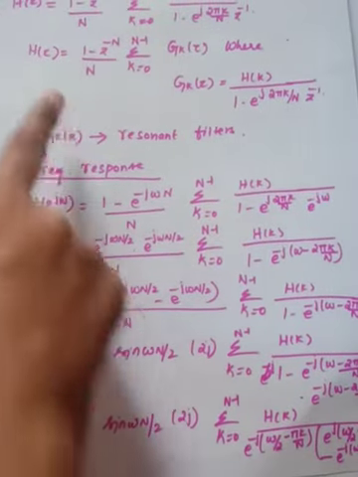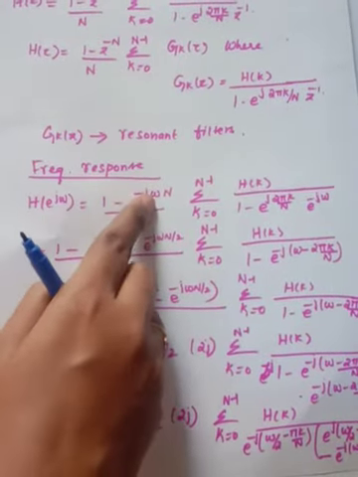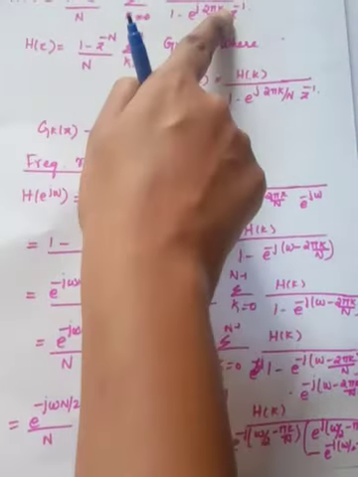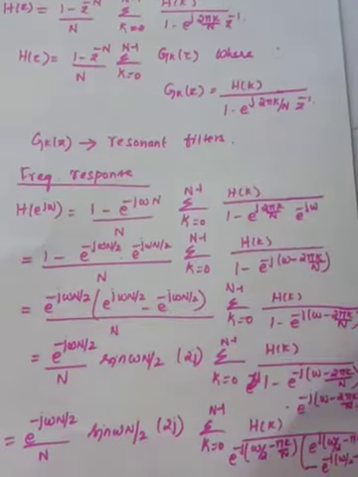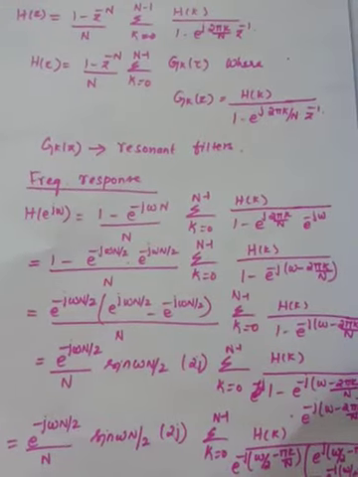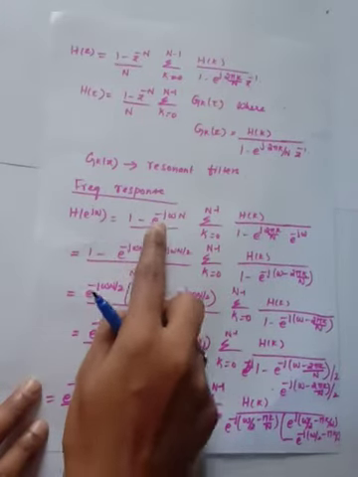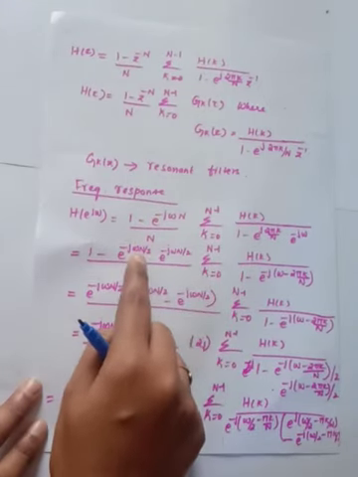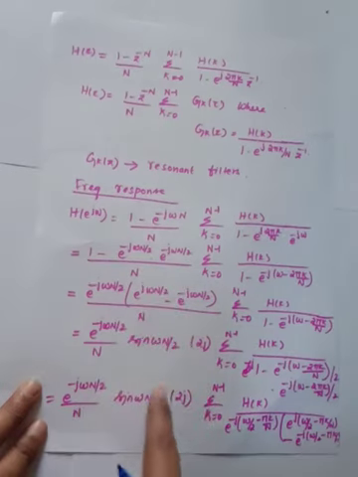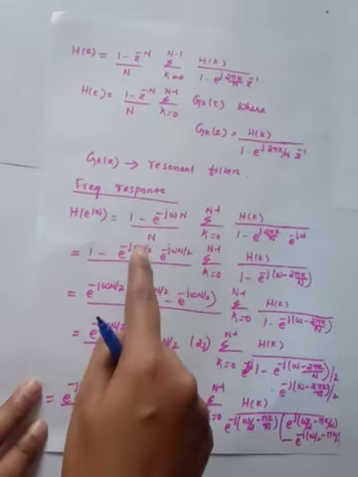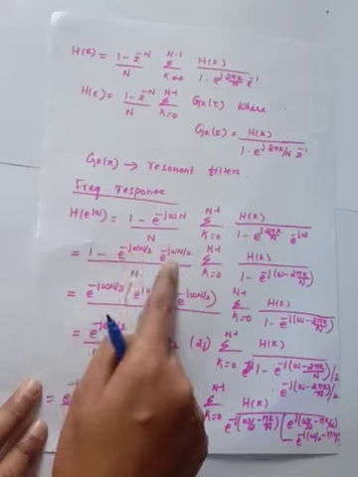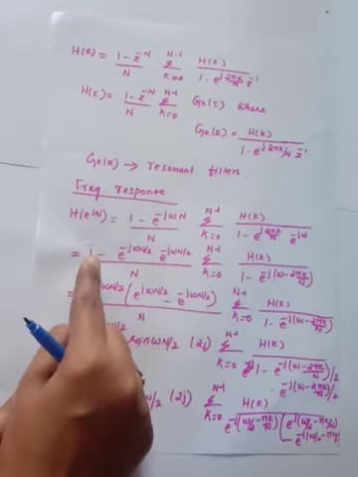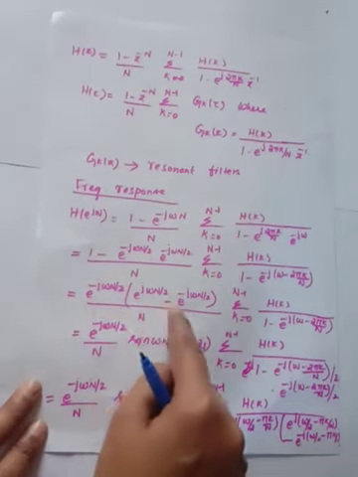So what I will get here: I am having z, so e power minus j omega N, divided by N. Here I am having z inverse, so e power minus j omega. Now after substituting z equal to e power j omega, I am splitting this into N by 2 and N by 2, so that I can represent this in sine form. After dividing by 2 and taking one part outside, I will get e power j omega N by 2.